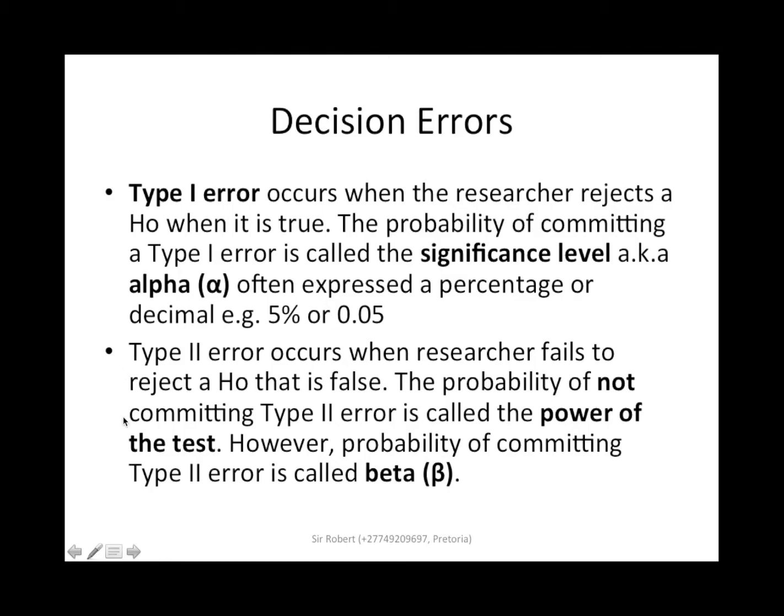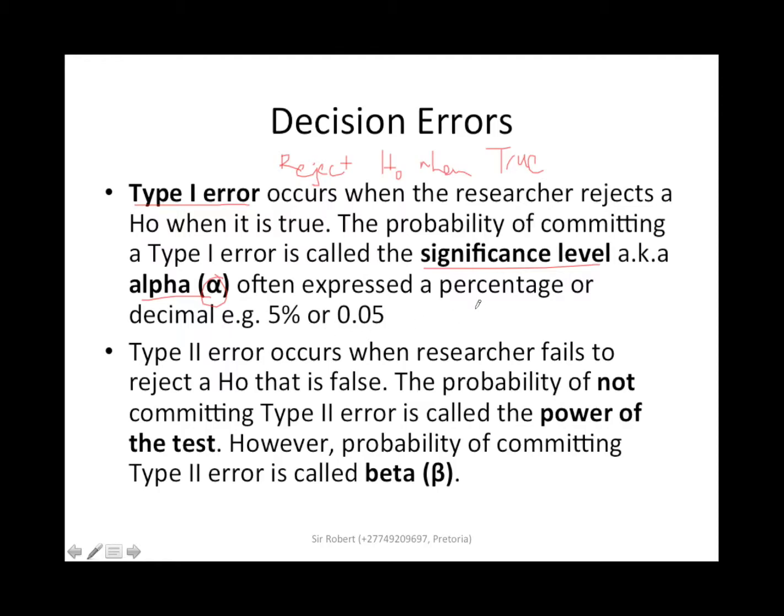Decision errors. There are two types of decision error. The first type is called the type 1 error, occurs when the researcher rejects a null hypothesis when it is true. So type 1 error, you reject H0 when in fact it is true. So this is the type 1 error, reject H0 when true. The probability of committing type 1 error is called the significance level, also known as alpha, represented by this symbol, often expressed as a percentage or a decimal.